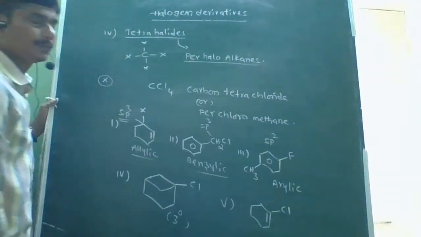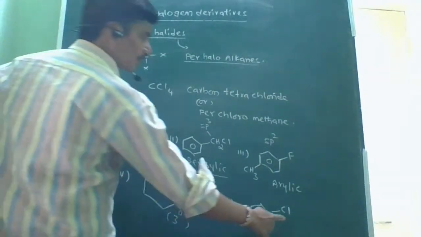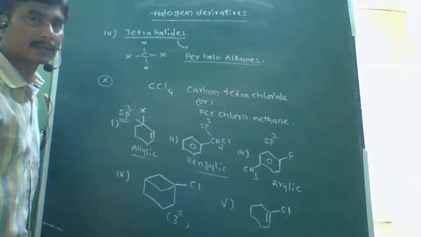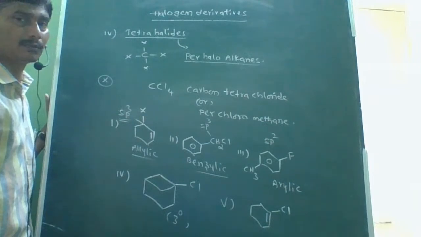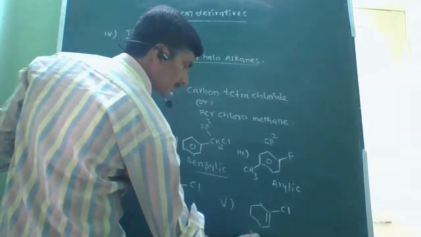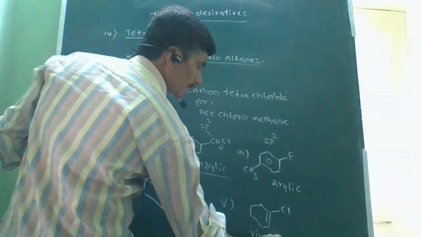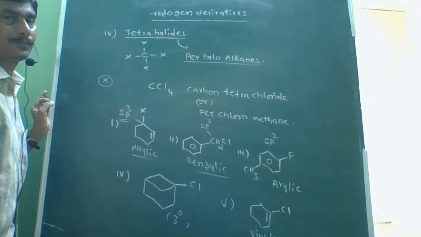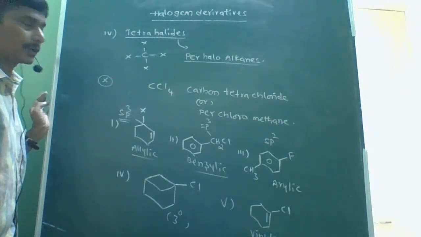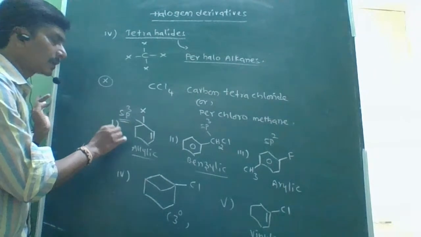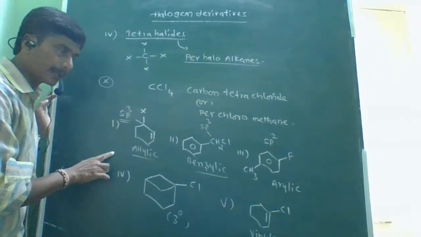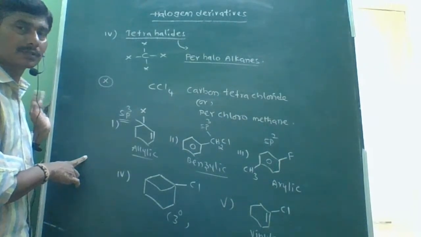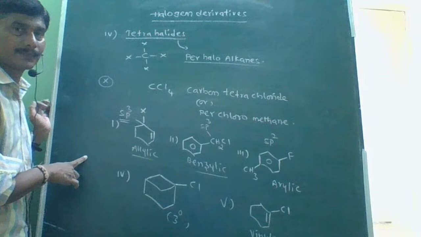Come to this case now. The halogen is directly connected with an sp2 carbon, but it is not aromatic. It's an aliphatic carbon. So it is a vinyl carbon. Okay. Such types of questions are also possible at the CET level, or maybe at your board exam level.